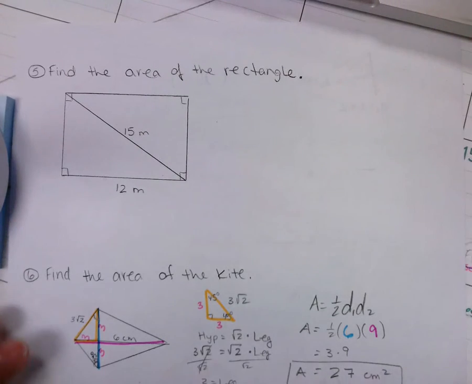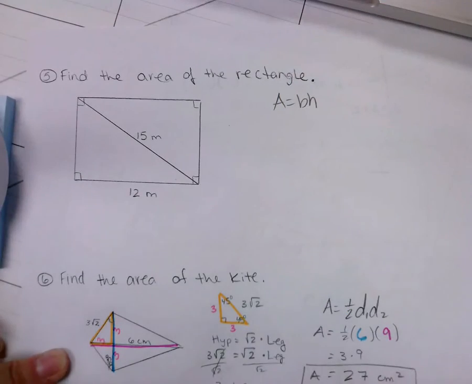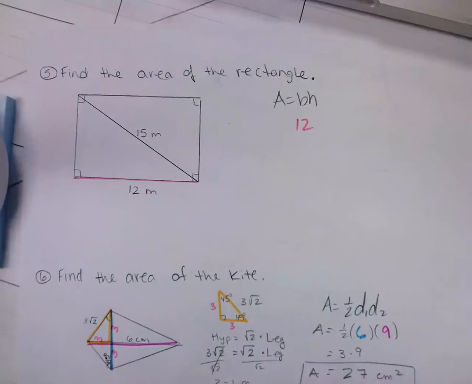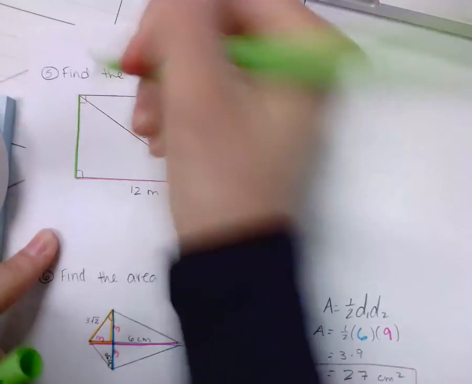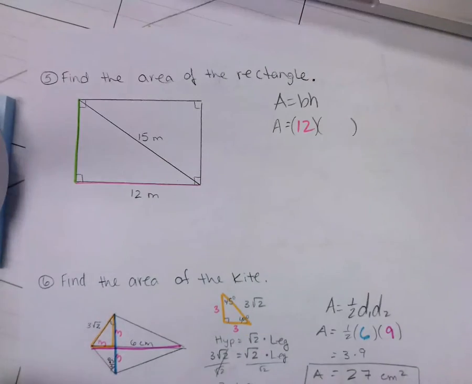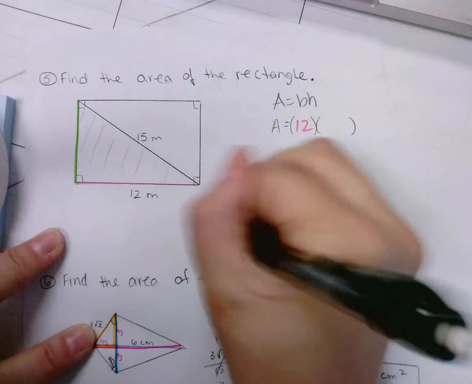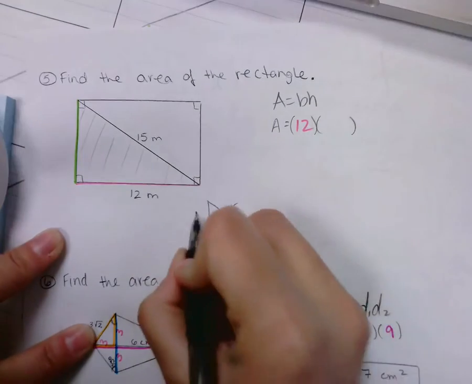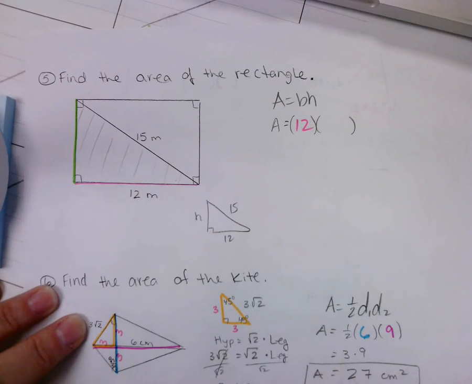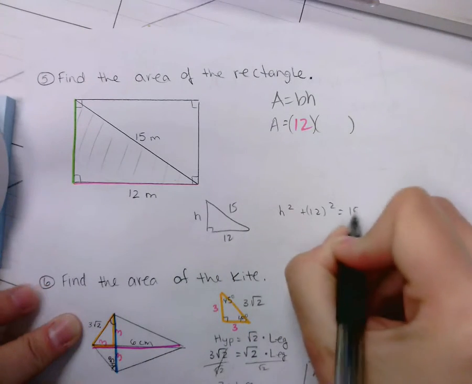Area of a rectangle is going to be base times height. We have the base, right? What's the base? The base is 12. But unfortunately we do not have the height. So that's the height. We're going to find it by looking at this as a right triangle. Focusing on this triangle, we need the height. So we will use the a squared plus b squared equals c squared, the Pythagorean theorem, to solve.